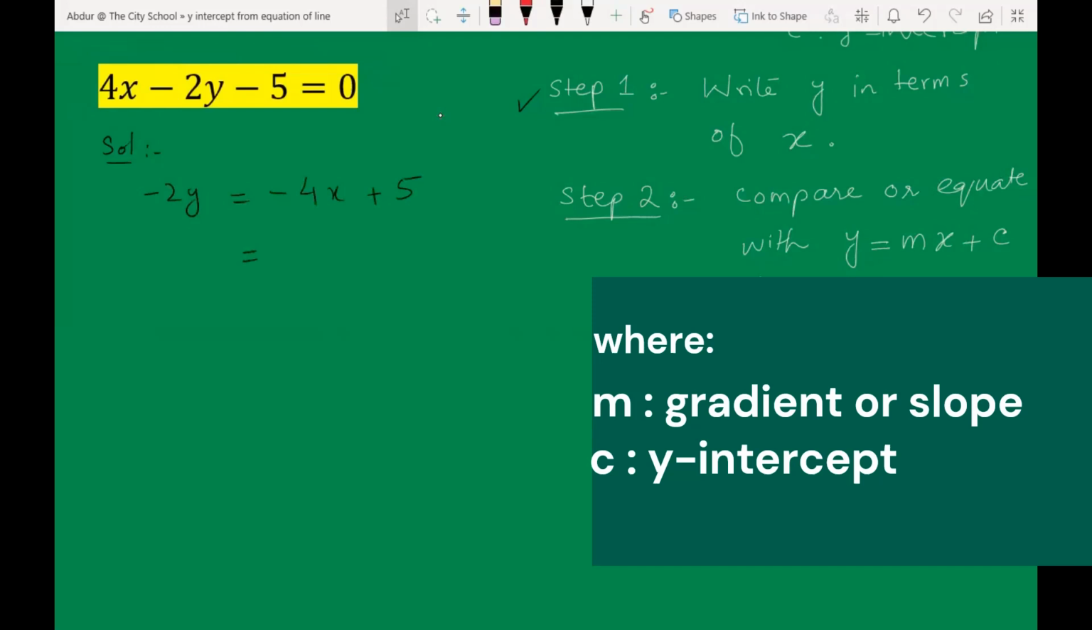Now it is minus 2y, which is a multiplication, so we divide: minus 4x divided by minus 2, and 5 over minus 2. Minus minus cancel. So y equals 2x, and 5 over minus 2, that is minus 5 over 2.